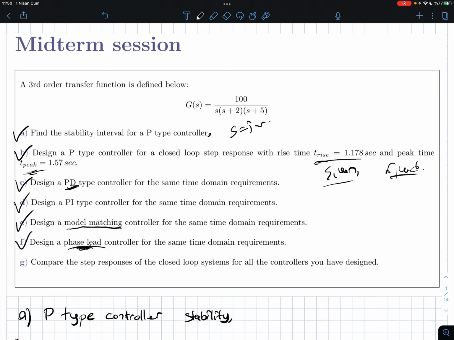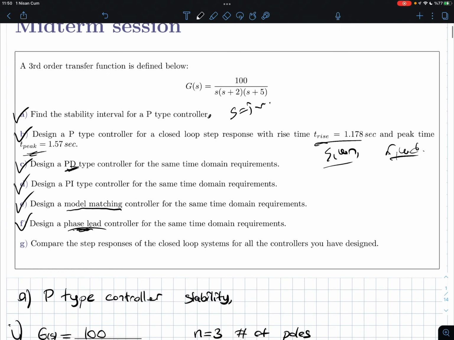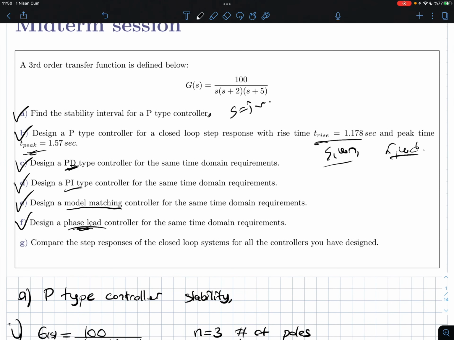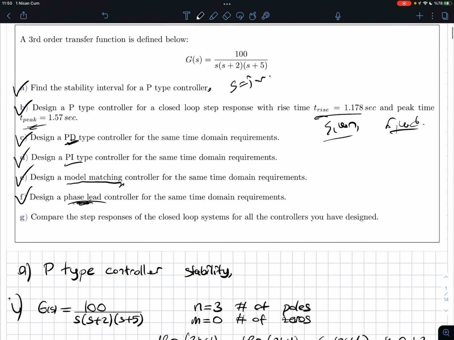We've also seen that the algebraic method is also possible to use for a PD-type controller design. Now, in terms of PI-type controller, we've used the algebraic method, and we've seen that the closed loop is not stable. Therefore, we have concluded that it's not possible to design a PI-type controller for these requirements and this system, because we end up with an unstable closed loop.